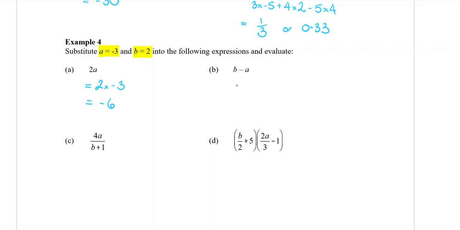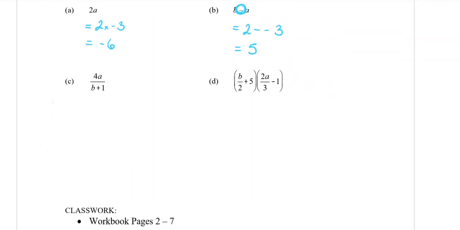Part B, substitute in, b is 2 minus a, which is minus 3. So we had a minus from the expression, but we also had a minus from the a, so that's why there's 2 minuses there. 2 minuses make a plus. 2 plus 3 is 5. Or you can use your calculator, that's fine too.